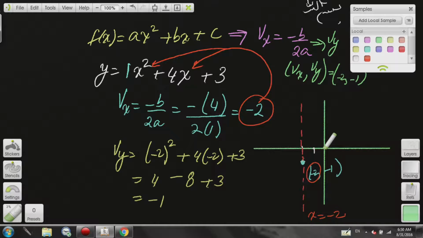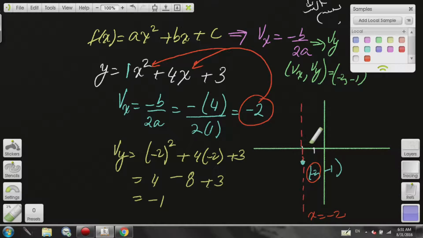What's the value of y when x is 0? What's the value of y when x is 1? What's the value of y when x is 2? Or negative 1, or negative 5, negative 20,000, whatever. You can find as many points as you want just by picking some values from the domain and substituting that in the equation to find the y values.